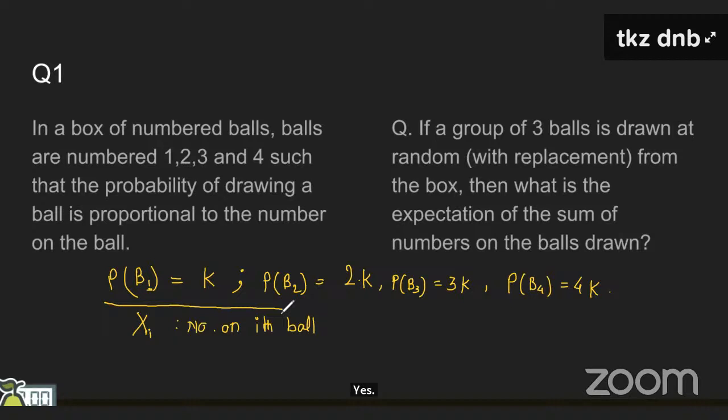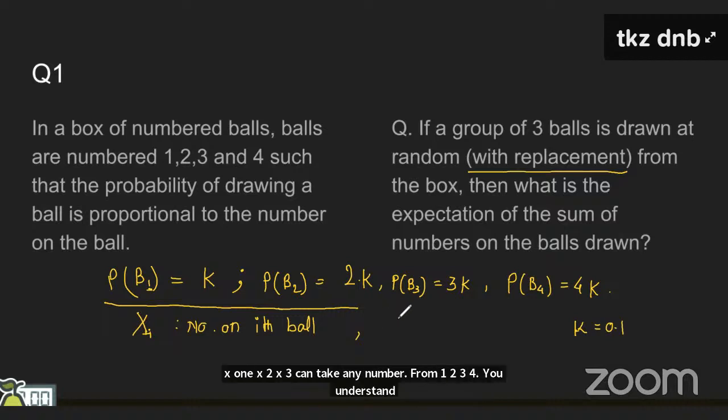Why? Because they have said with replacement. So the probability of choosing ball 1 will again remain the same: the probability of b1 is equal to k, and we calculated k as 0.1 in the last question. So the probability of b1 will be the same. So x1, x2, x3 can take any number from 1 to 4. Did you understand this much?